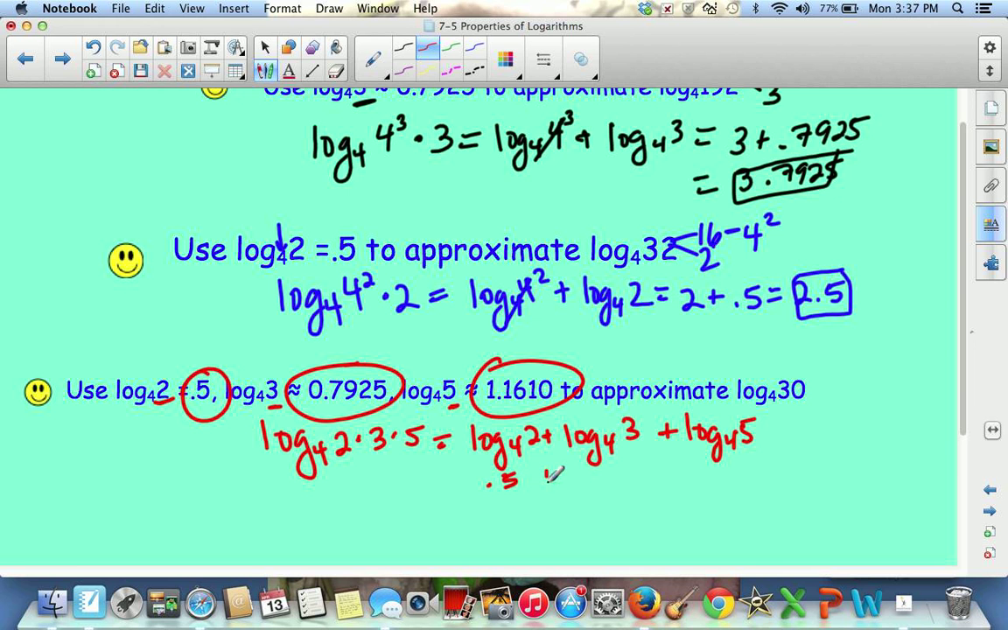And I'll actually show that just in case you guys will have questions on how I got the answer. Your final answer should be 2.4535. That would be your answer. Alrighty.